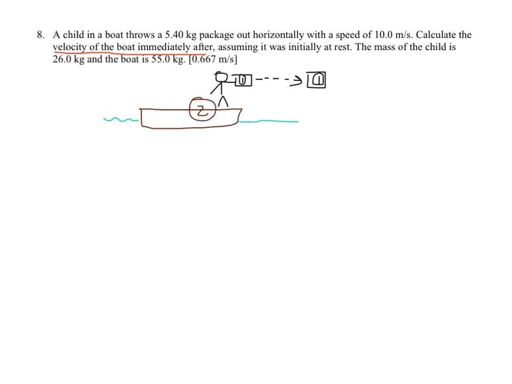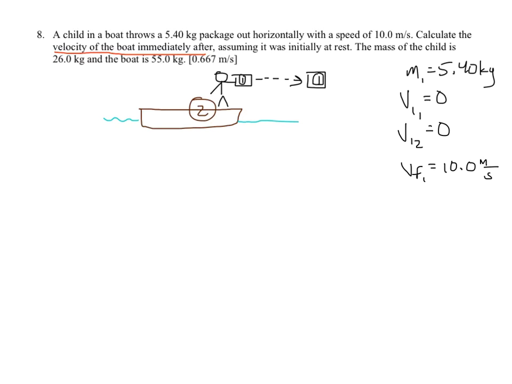So the mass 1, that's the package, is 5.40 kilograms. What was the initial velocity of the package? Well, it's going to be 0, right? And in fact, it tells us that, assuming it was initially at rest. What's the initial velocity of the boat and child? It was also 0, right? It wasn't really going anywhere. The child was just standing there, ready to throw this package out. So the final velocity of object 1 is 10.0 meters per second.